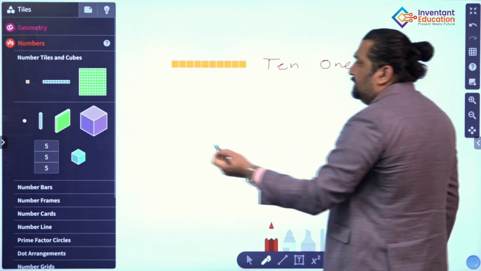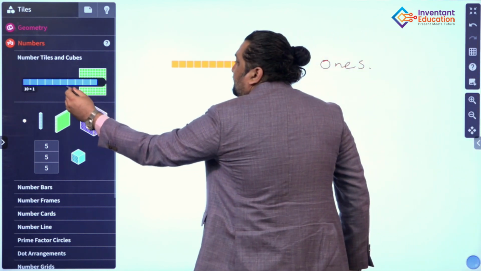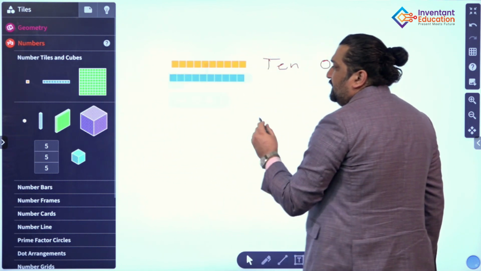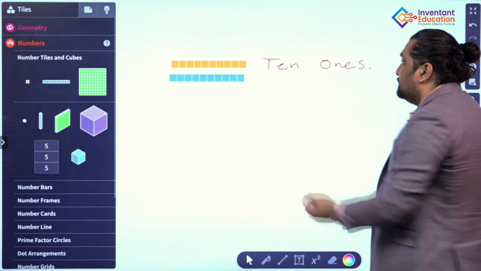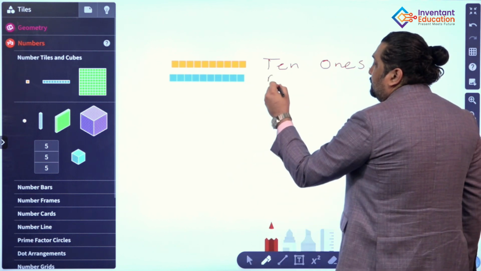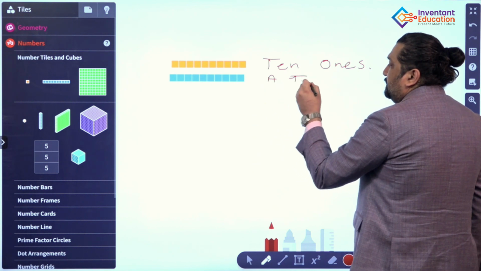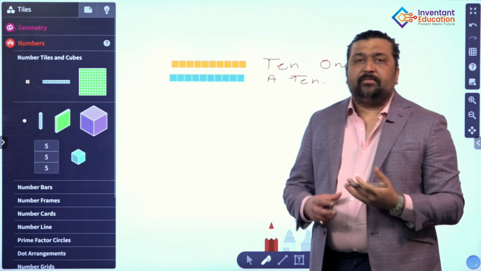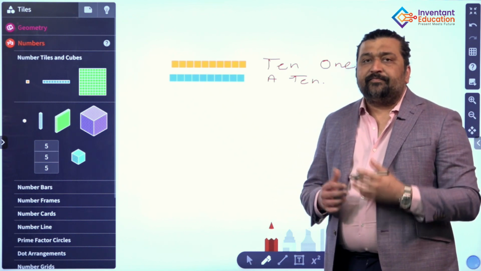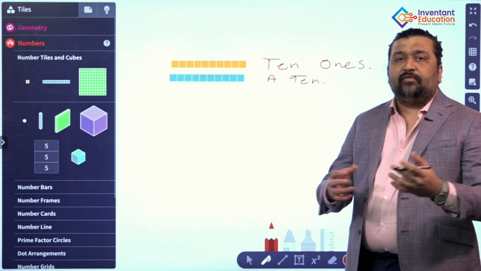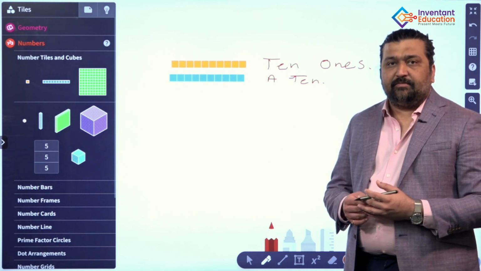Now let's see if I drag a 10 from here. It is of the same length. So my 10 ones are exactly equal to a 10. So this is how we can show how 10 ones make a 10. Also, these manipulatives can be used to form and represent different numbers.